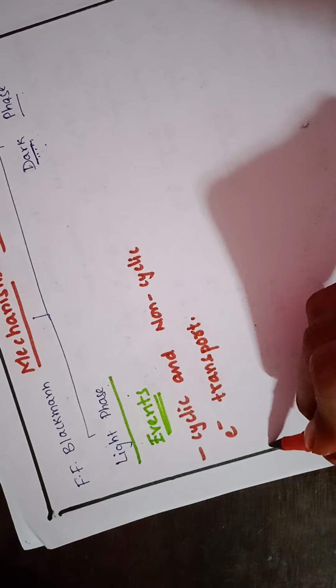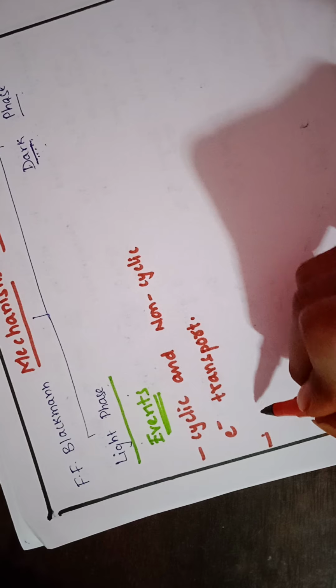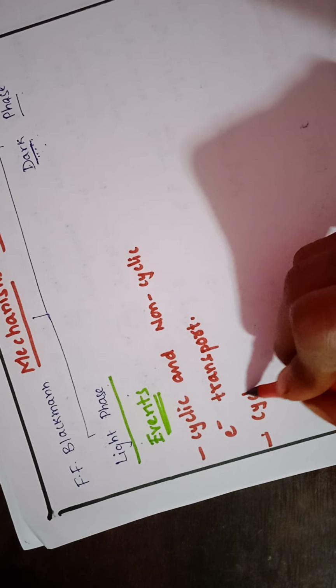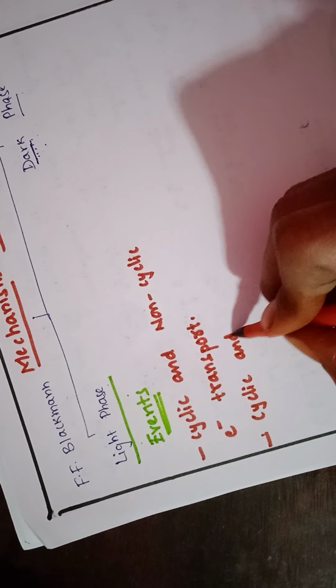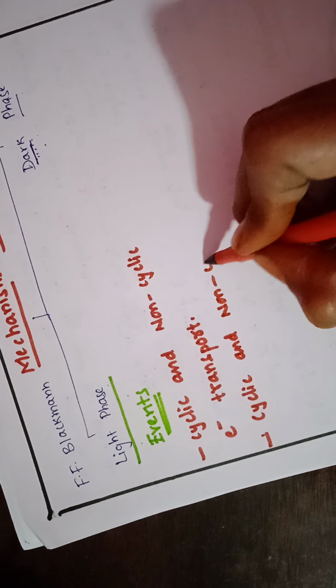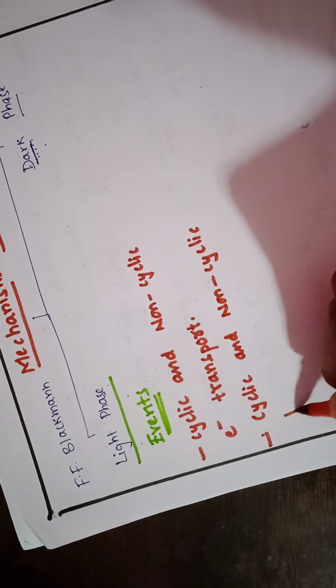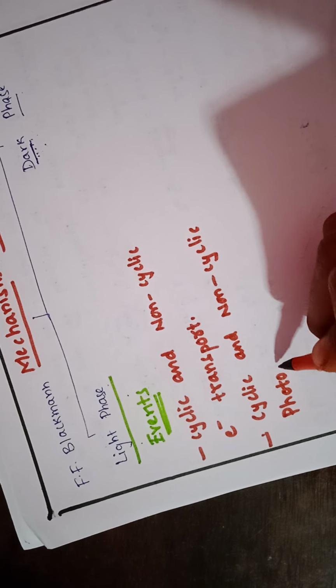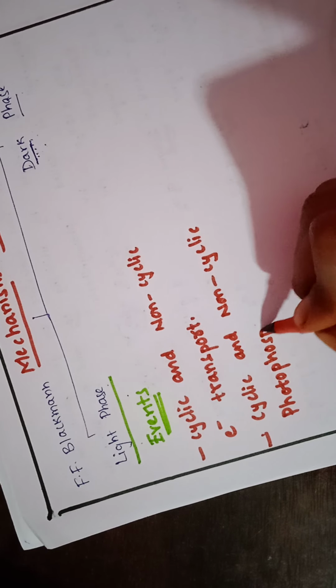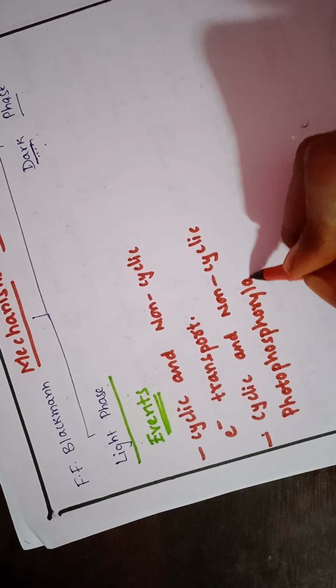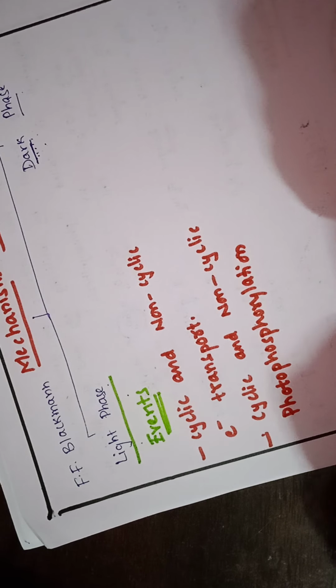The next one: simultaneously, while the electron transport is occurring, cyclic and non-cyclic photophosphorylation also occurs. What is photophosphorylation? We'll discuss it later. Cyclic and non-cyclic photophosphorylation occurs. When non-cyclic electron transport is occurring, simultaneously what happens? Photolysis of water, that is, splitting of the water molecule.